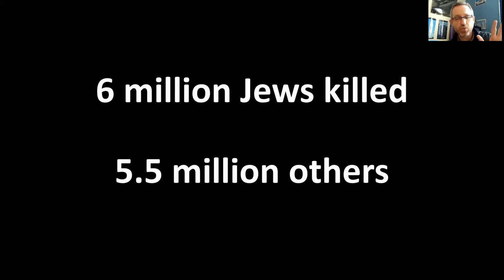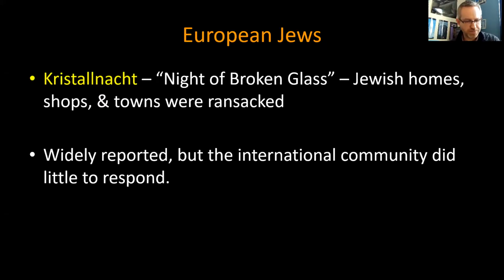When we say others, we include lots of different groups. We include gypsies. We include Jehovah's Witnesses. We include homosexuals. We include disabled people, right? Lots of different groups of people who the Germans just saw as undesirable were wiped out systematically over the course of this.